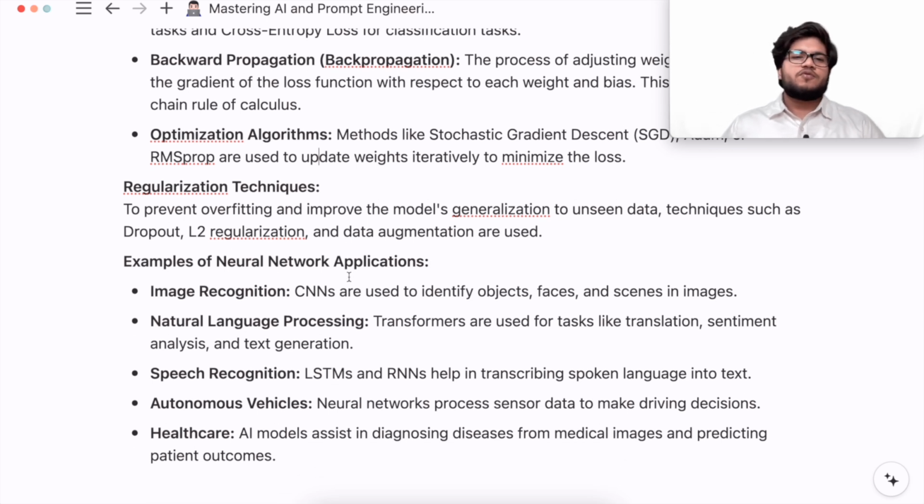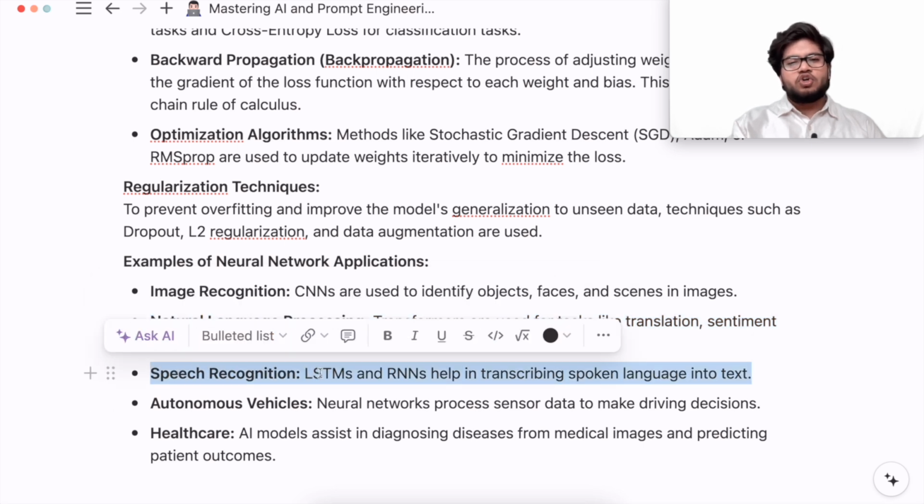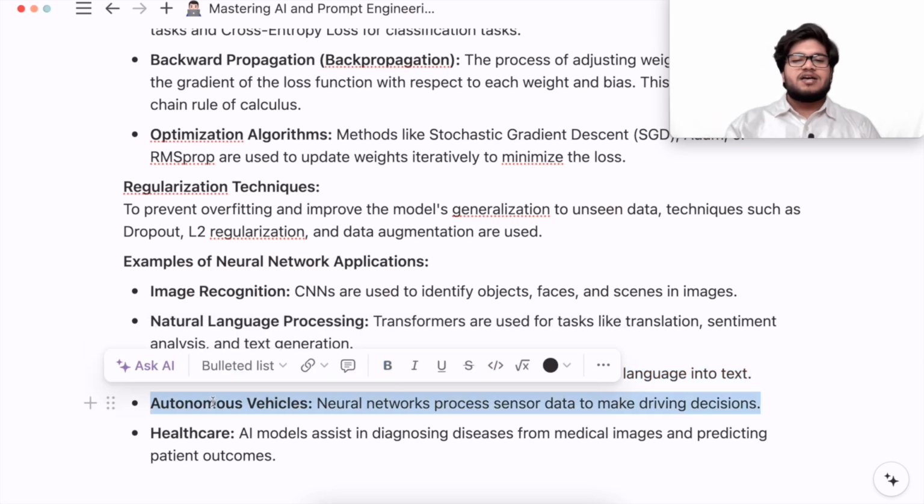Now what are the examples of neural networks? For image recognition, CNN is used. For natural language processing, NLP, transformers are used for tasks like translation, sentiment analysis, and text generation. For speech recognition, LSTMs and RNNs, recurrent neural networks, as we discussed in their application, are used. Now, autonomous vehicles: the biggest player in the market, Tesla, has autonomous vehicles. It has artificial intelligence that lets the car drive on its own. Neural networks process sensor data to make driving decisions. So this is also one kind of neural network.